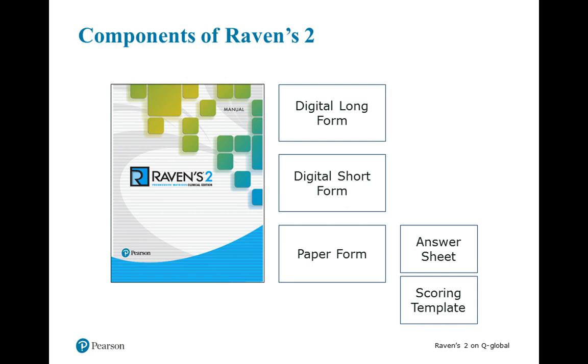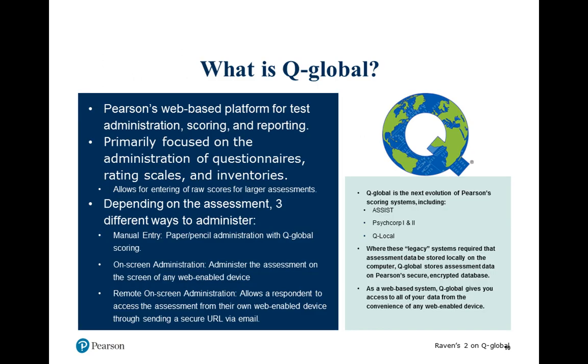And we're not going to cover hand scoring in this webinar today because this is to talk about administering the Ravens on QGlobal. QGlobal is Pearson's web-based platform for test administration, scoring, and reporting, and it's primarily focused on the administration of questionnaires and rating scales and inventories, and there are several different ways to administer, and we're going to focus on 2 of these today because they are what's available for the Ravens.